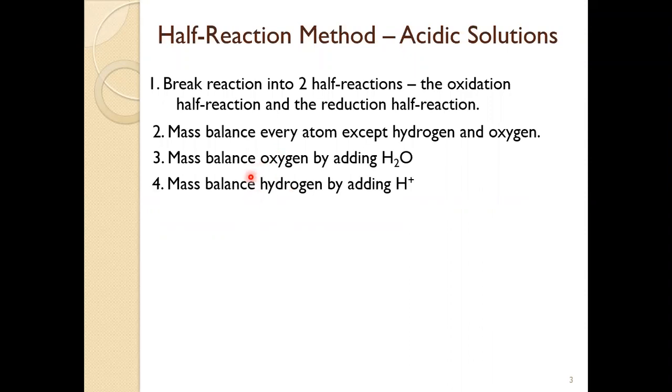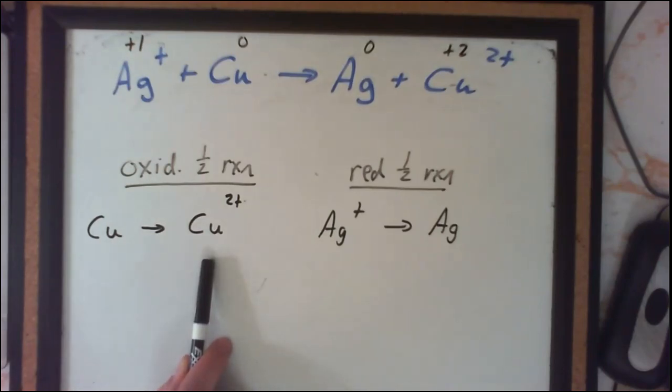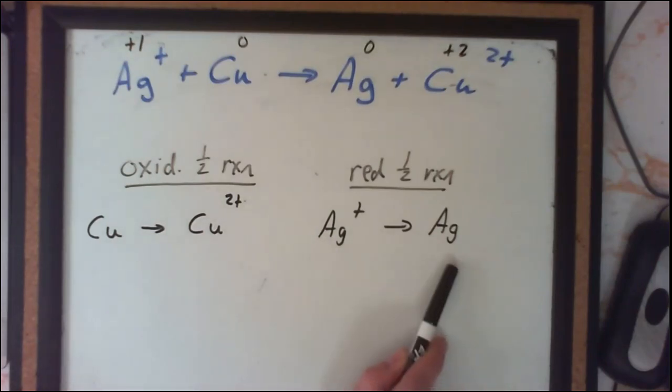We mass balance the hydrogen atoms, rather, by adding hydrogen ions. So if we have unequal numbers of hydrogen atoms on either side of our 2 half reactions, we mass balance those by adding hydrogen ions to the appropriate side. So we have 0 hydrogen atoms on this side, which matches 0 hydrogen atoms on this side, 0 and 0. So those steps have already been done for us.